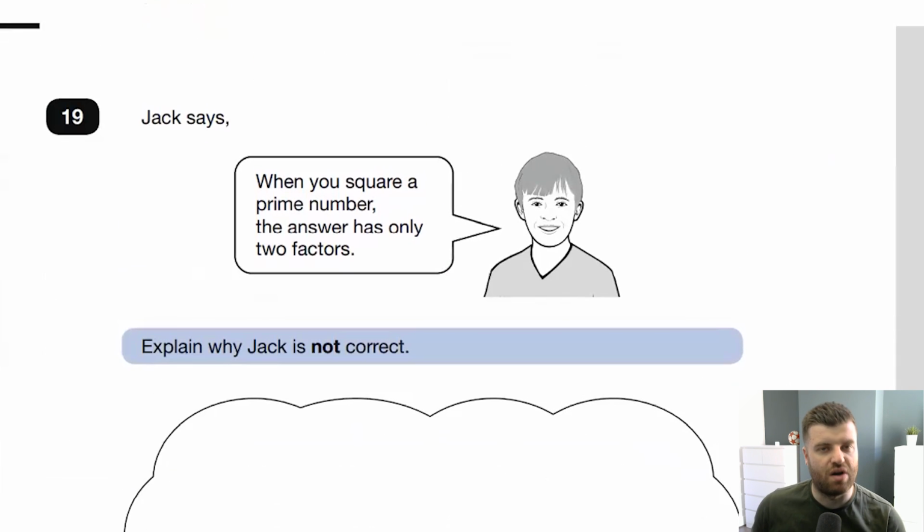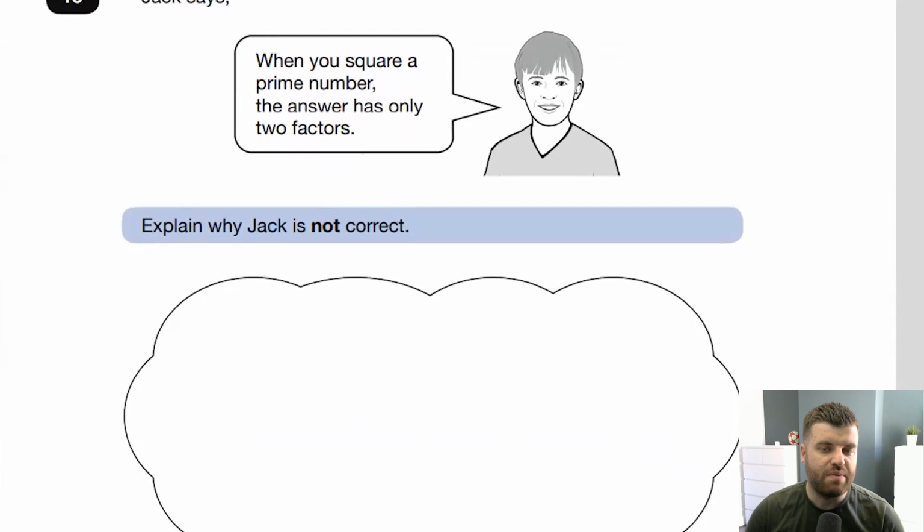Question 19. Jack says, oh, these questions are brilliant. When you square a prime number, the answer only has 2 factors. Explain why Jack is not correct. Let's think about this for a minute. When you square a prime number, the answer only has 2 factors. What's the definition of a prime number?